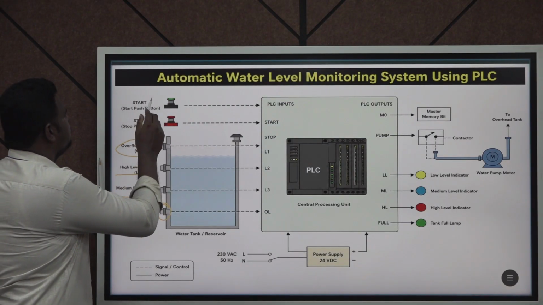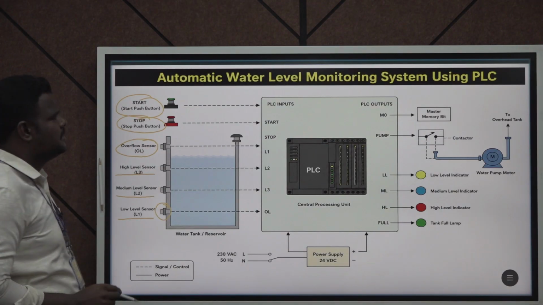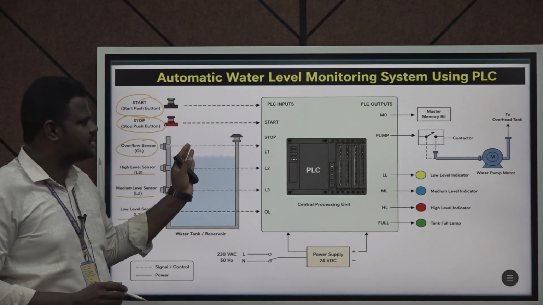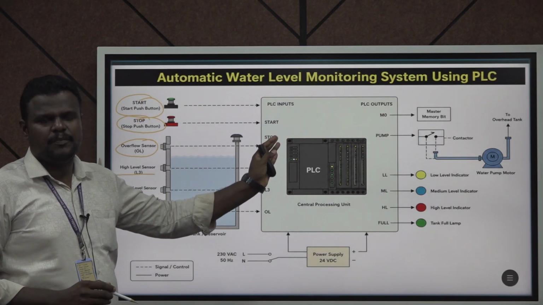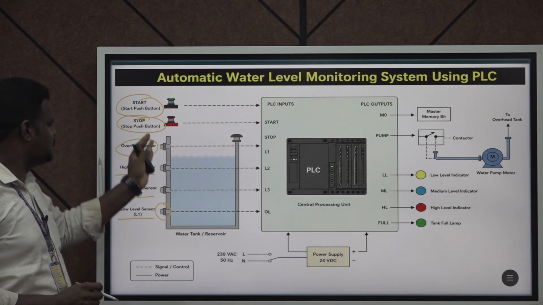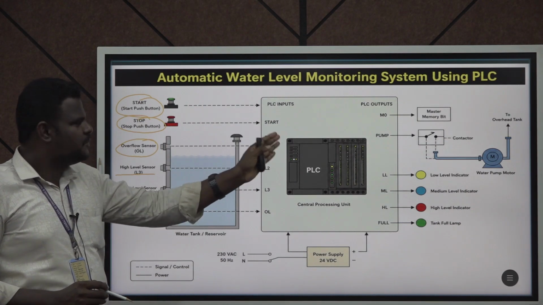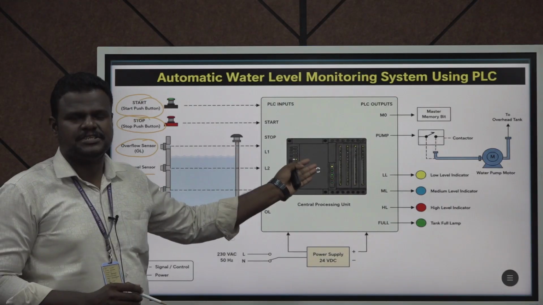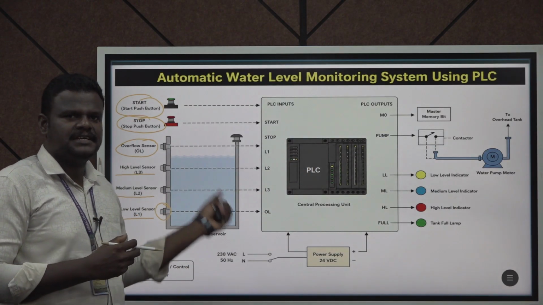Then this is the master control, the start button and the stop button. These are all the inputs associated with the automatic water level monitoring system. These inputs are passed to the programmable logic controller with the help of I/O modules. Here we have used only discrete I/O. Now the PLC is the brain of the system. It collects the information from the sensors.